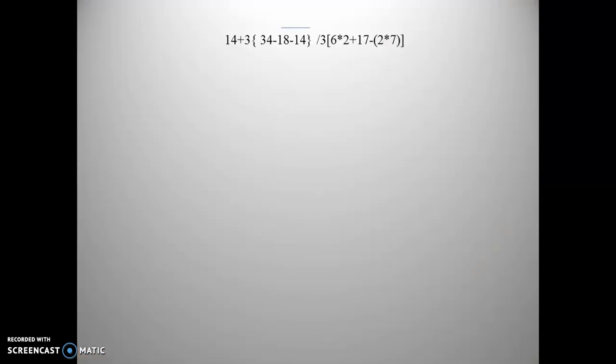So now let's solve one question. Here you are seeing the question, there are too many things: brackets, line bracket, round bracket, curly bracket, square bracket, divide, everything is there. So first we will solve this line bracket. In the line bracket, 18 minus 14 means 4. All the things will remain the same.